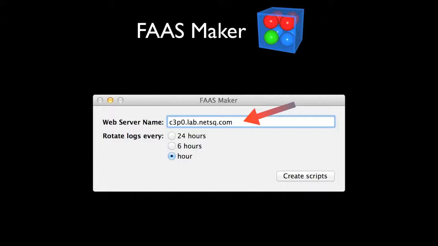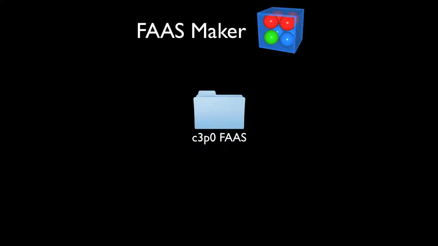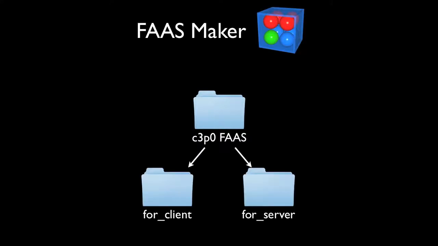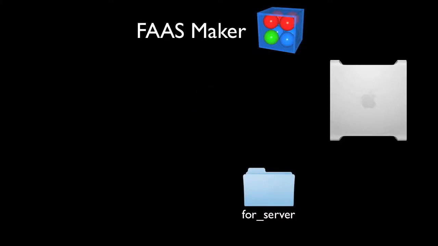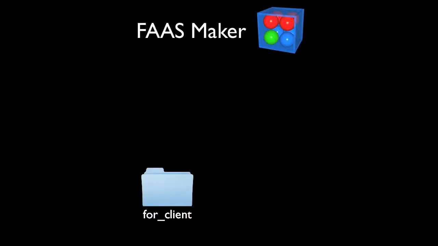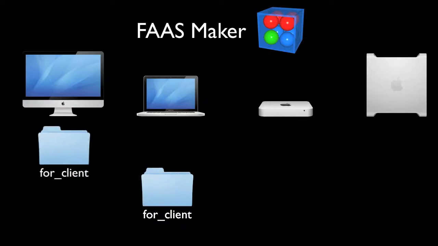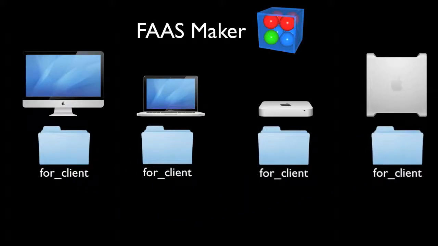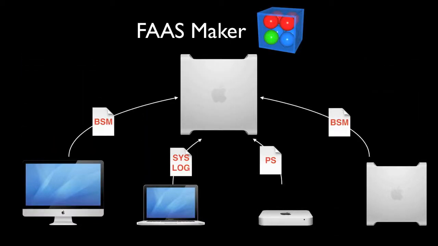When you click Create Scripts and enter a file name, FAAS Maker actually creates a folder with that name. Inside that folder are two more folders, for client and for server. You take the for server folder and move it to your web server. Once there, you run a single command line inside the folder and your web server is now your audit log server. Similarly, you take the for client folder and move it to each client. And on each client, again, you run a single command. Now your clients will be sending their BSM, syslog, and process snapshots to your audit log server.